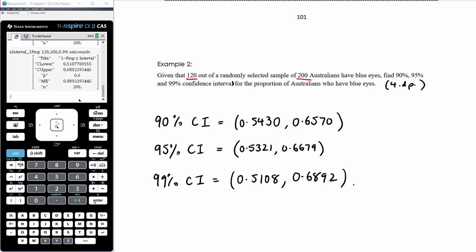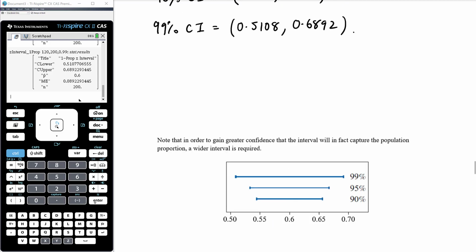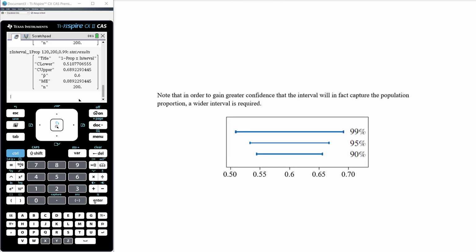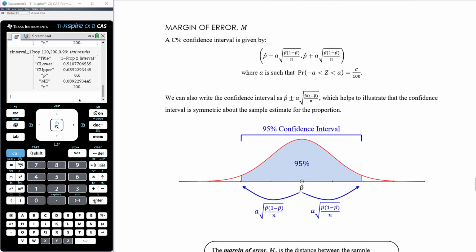The less confident you want to be, the more accurate your confidence interval will be able to be, but you'll be less confident in that narrower interval, okay? So it's a trade-off. So that's what it talks about down here. Note that in order to gain greater confidence that the interval will in fact capture the population proportion, a wider interval is required. Okay, we're going to talk about this margin of error, which comes up in the statistics that we get when we do the confidence interval on the CAS.